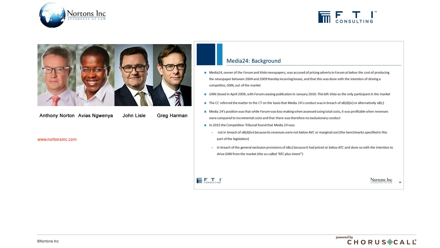What the tribunal found was that in relation to 8D4, the prices being charged were considerably in excess of average variable cost or marginal costs, and that there was no breach of 8D4. But in relation to 8C, it found that Media 24 had priced below average total costs, and, more importantly, that it had done so with the deliberate intent to drive GNN out of the market.